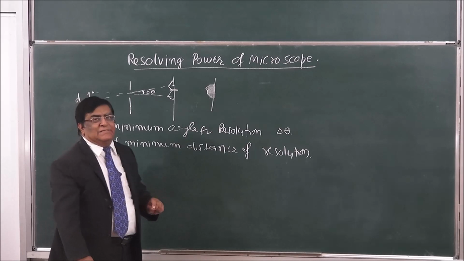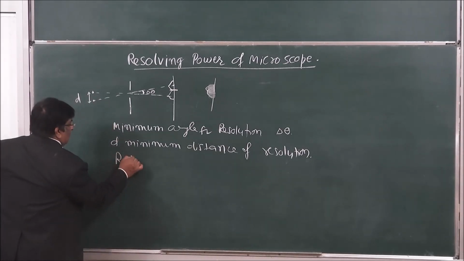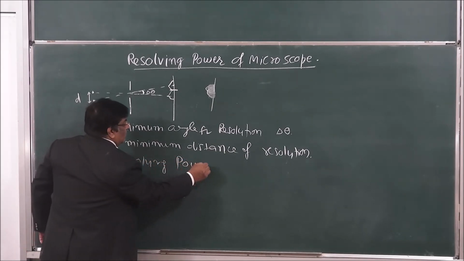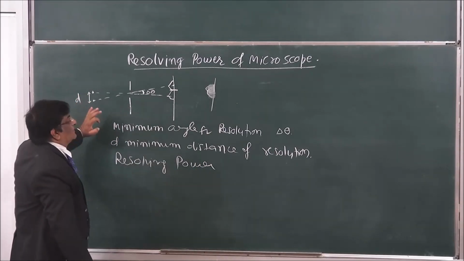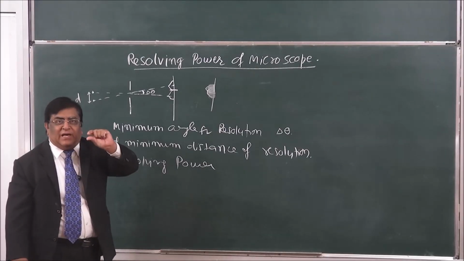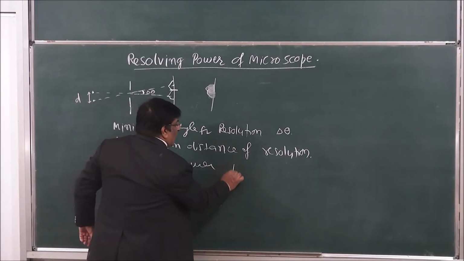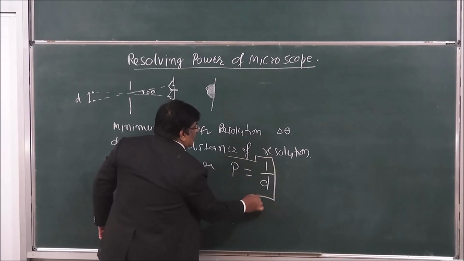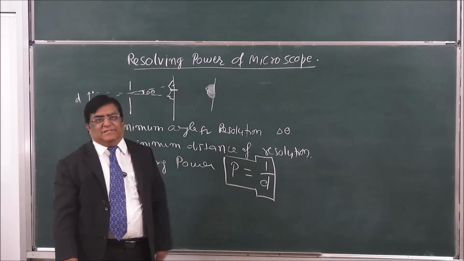What do we term as resolving power? Resolving power: the less the distance, the more my power. जितने छोटे डिस्टेंस को हम देख सकेंगे अलग अलग, तो हम बोलेंगे हमारी पावर ज़्यादा है. So resolving power P is 1 upon D. This is the resolving power of an instrument, the inverse of the minimum distance.